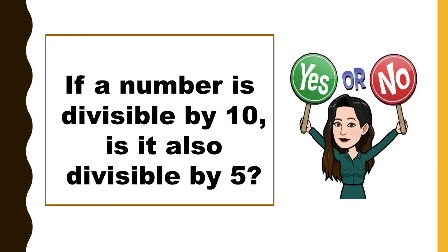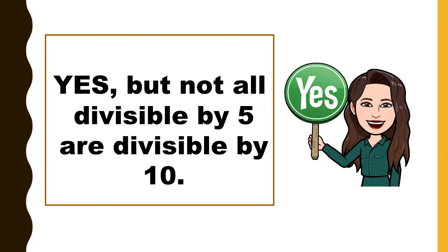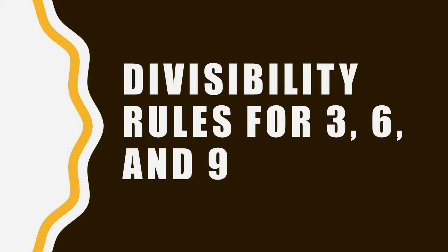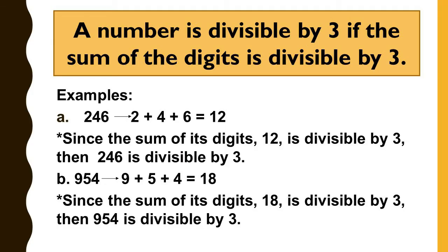100,450. Now ponder. If a number is divisible by 10, is it also divisible by 5? Is it yes or no? Yes, but not all divisible by 5 are divisible by 10. Let us proceed to the divisibility rules for 3, 6, and 9. A number is divisible by 3 if the sum of the digits is divisible by 3.